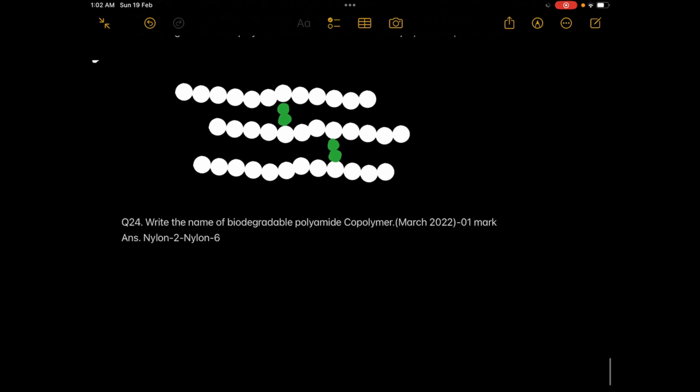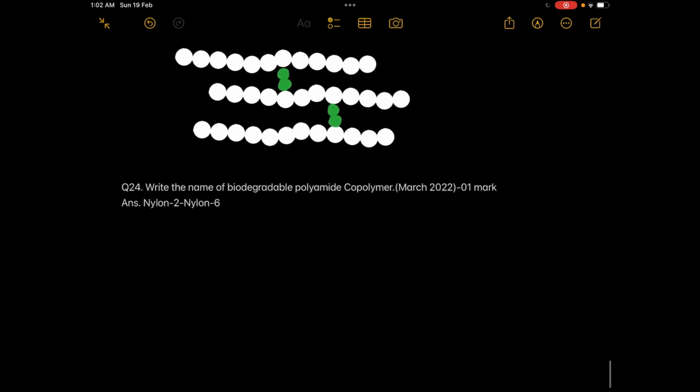The last question here I have discussed is write the name of biodegradable polymer which is a copolymer and it's a polyamide. So the answer is nylon 2, nylon 6. The question can be twisted like this. Write the name of biodegradable polyester copolymer. Now when I say biodegradable polyester, so the answer for that would be PHBV, polyhydroxy butyrate valerate.